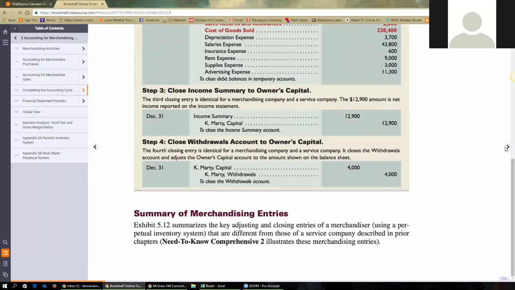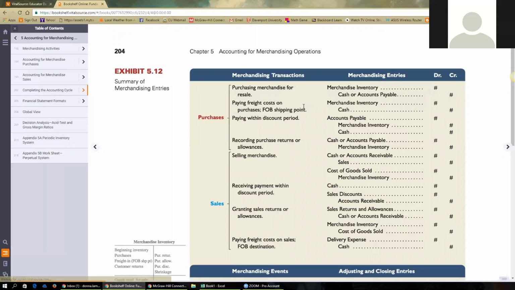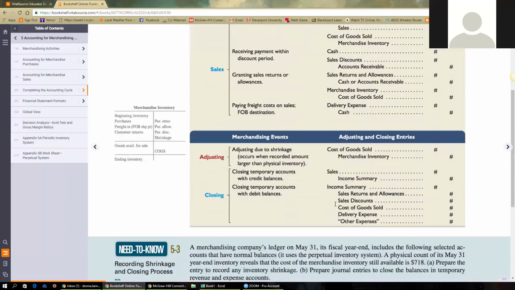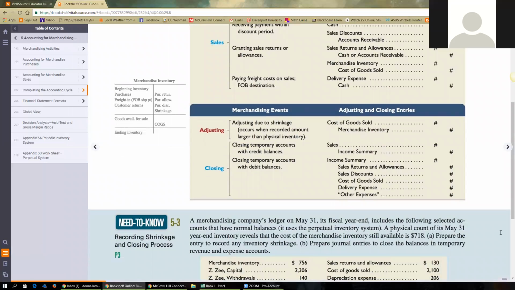And this next page is awesome. It is a summary of all the different journal entries we just talked about. Yeah, I like that. Good page to flag or make a photocopy of or something.